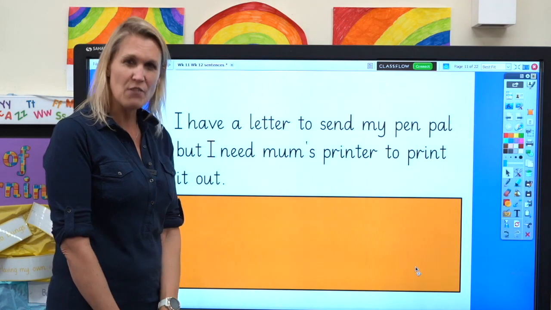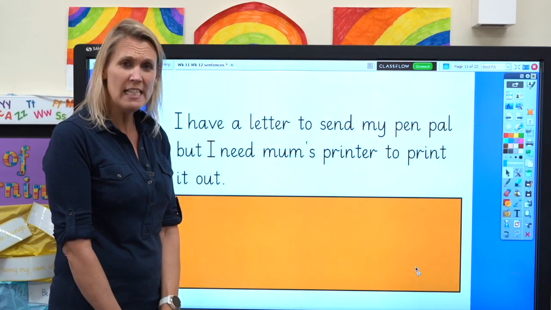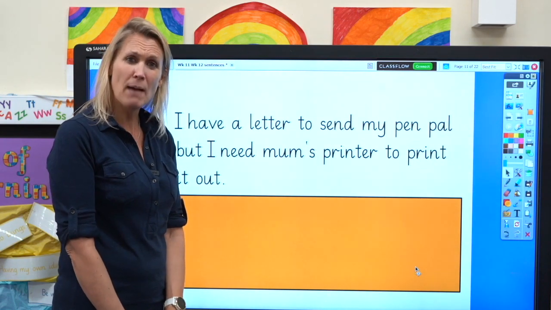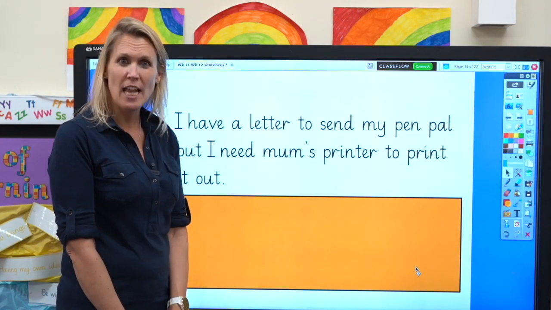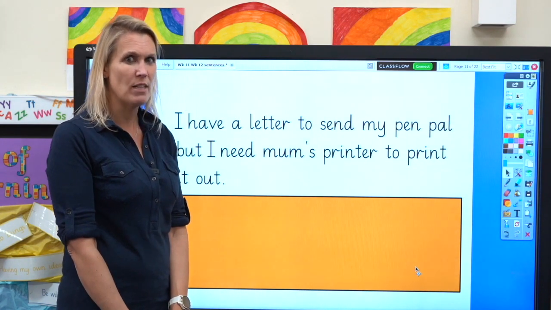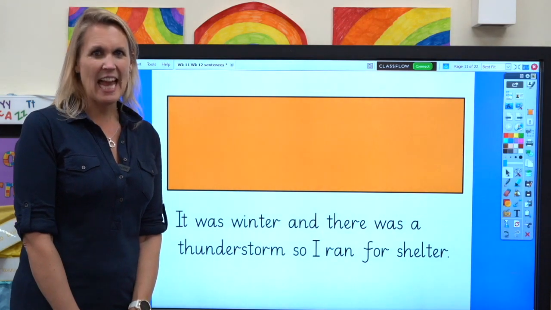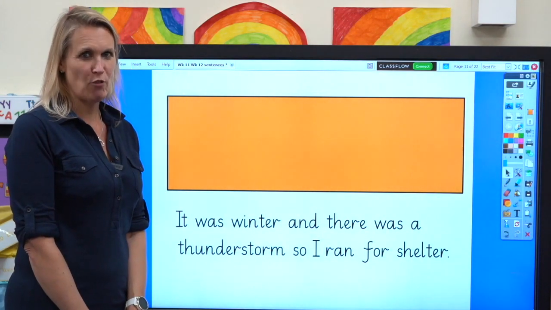Have you ever heard of a pen pal? A pen pal is somebody that you write to and then they write back to you. You exchange letters. It's really fun to exchange letters and receive a letter in the post. Now let's have a look at this sentence. Can you see any words with digraphs?